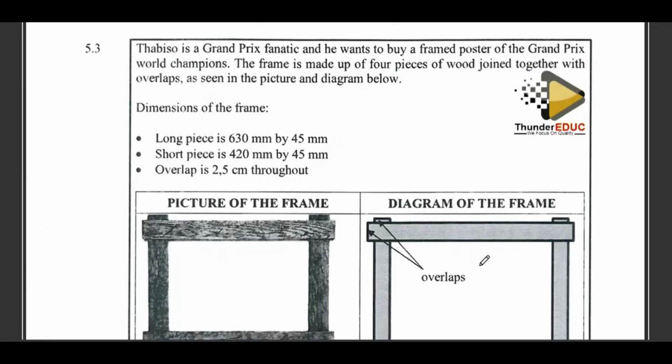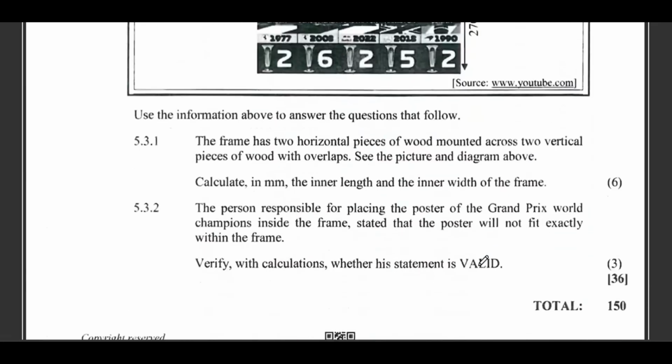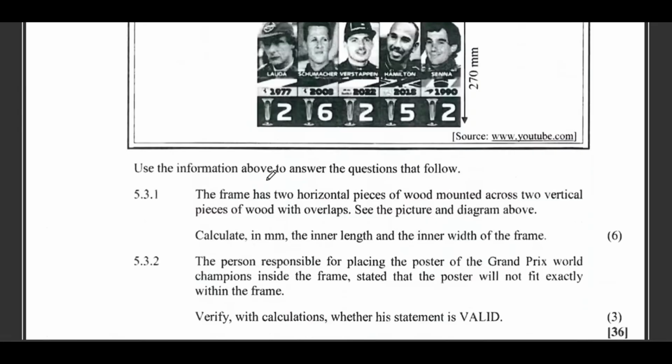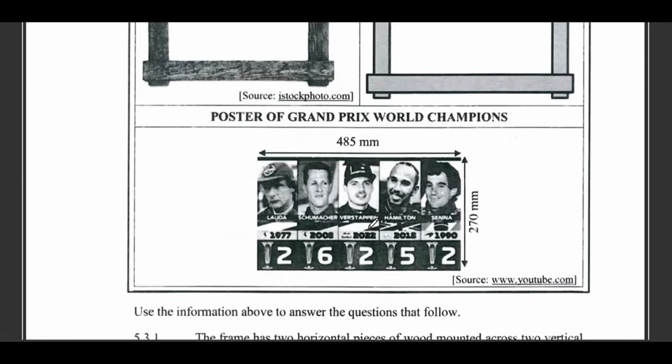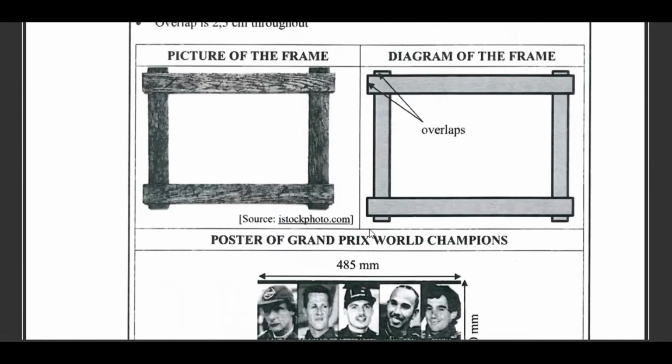The question that we are looking at here is going to be the frame. So the frame has 2 horizontal pieces of wood mounted across 2 vertical pieces of wood with overlaps. See the picture and the diagram above. Calculate in millimeters the inner length and width of the frame. Now here we are, the inner. So the inner starts from where? From here. It starts from there and it touches this other one here.